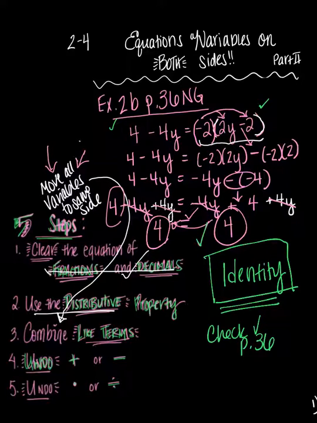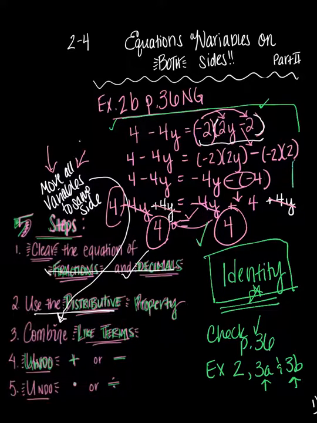I'd like you now to check your understanding on page 36, and I'd like you to complete exercises 2 and 3A and 3B. On your own, tell me if 3A and 3B are identities or no solutions. And the way that you have to prove that is to solve for y, just like we've done in the last 2 problems. If you get stuck, rewatch these parts of the video and see if you can figure it out. Good luck, and I'll check your work tomorrow in class.